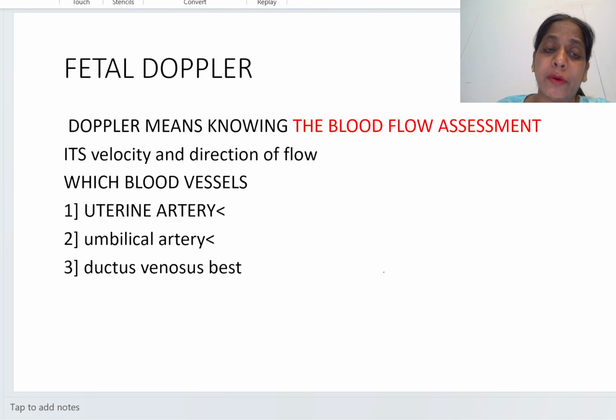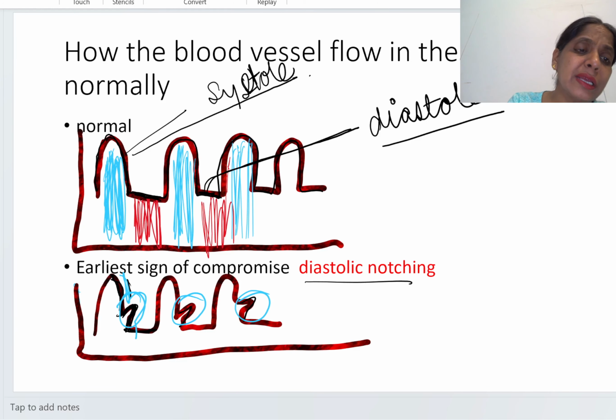Now let's see Doppler. In the Doppler we mainly assess 3 arteries: uterine artery, umbilical artery and ductus venosus. Ductus venosus is the best one to do. Number 2 is the umbilical artery, and number 3 is the uterine artery.